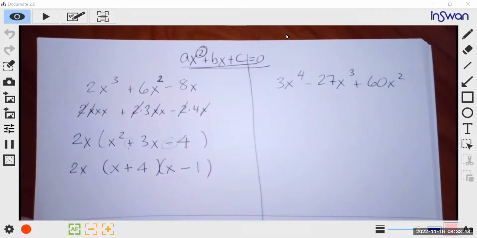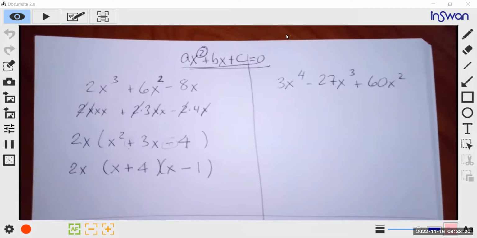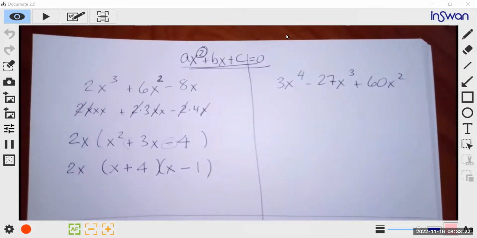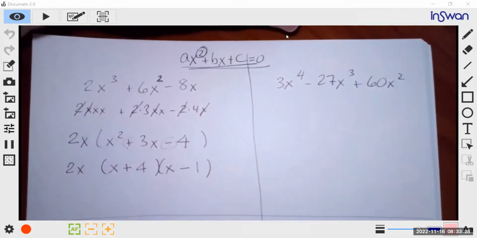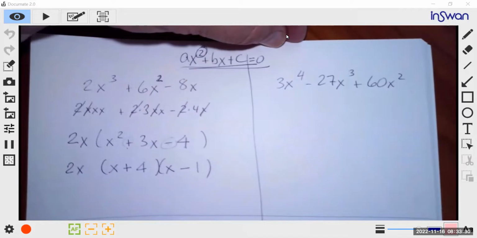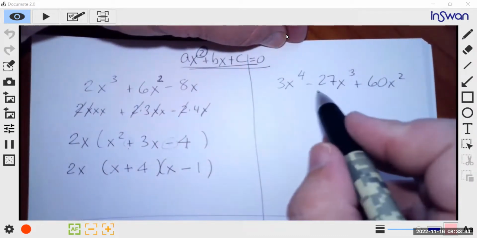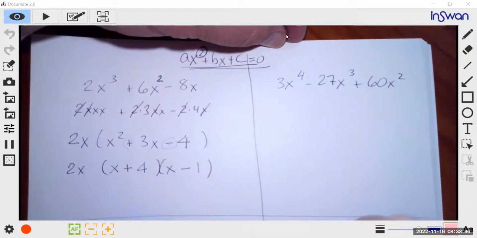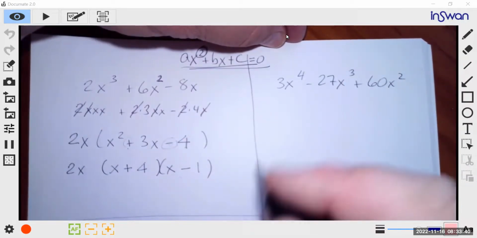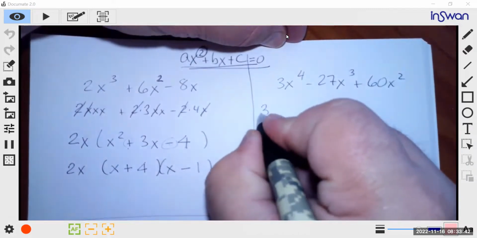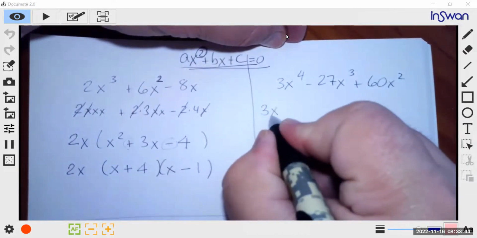We're done. Again, I want you to check your answers. Multiply all these out and see what you get. How about the second one? What do they have in common? How many x's? 2.